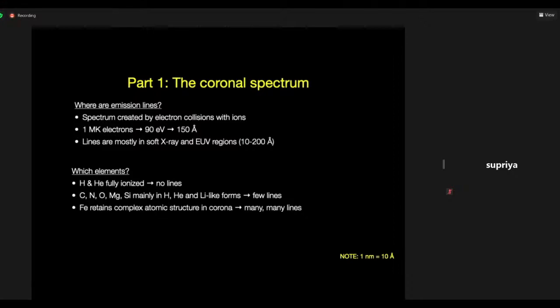Iron is the most important coronal element, as other abundant elements are either fully ionized in the corona, so hydrogen and helium, or they have simple atomic forms that produce few lines. Iron is the only one which retains complex atomic structure at coronal temperatures, and this leads to a larger number of emission lines and thus a large number of plasma diagnostics.